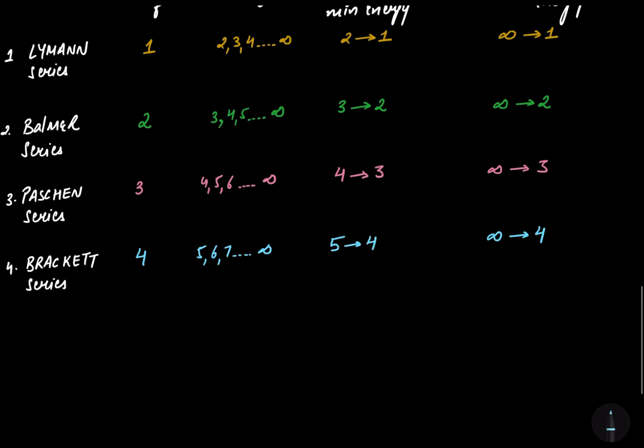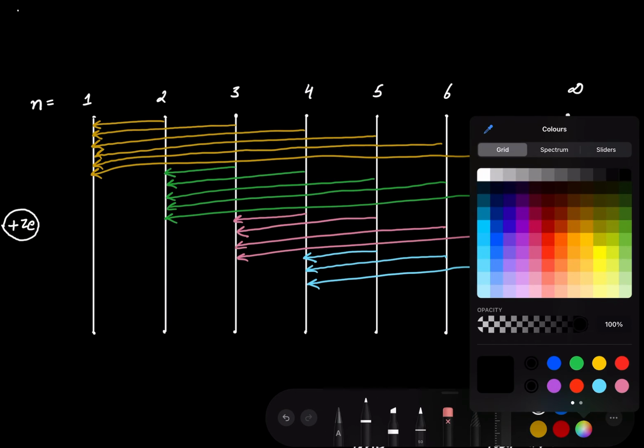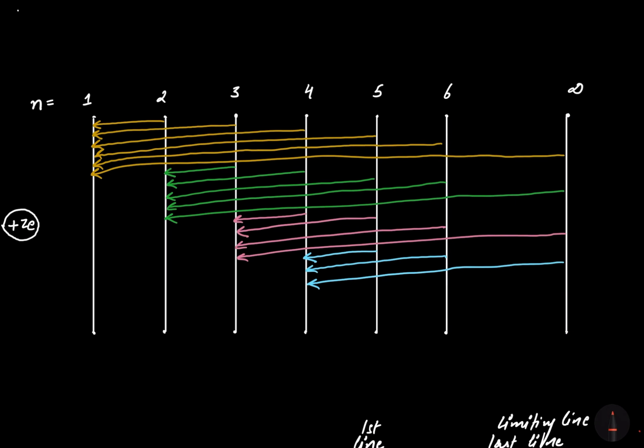Now let's finally talk about the last one, called Pfund series. In case of Pfund series, again the electron will make transition from any higher stationary state but finally to the fifth orbit or the fifth stationary state. Now electron will make a transition from any higher stationary state to the fifth stationary state or the fifth orbit, and here the limiting line, the last line, is from infinity stationary state to the fifth stationary state.